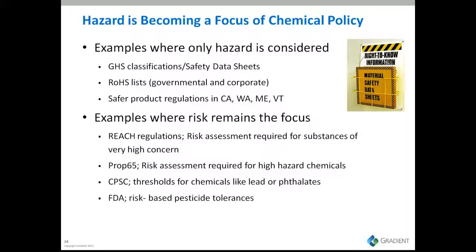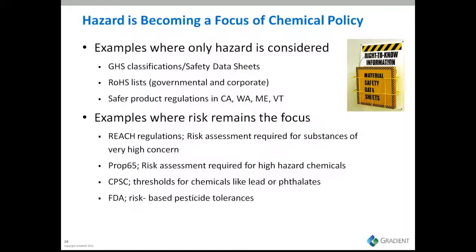Now, there are cases where risk remains the focus, and I think that's important to note. So, for example, under the European REACH regulations, risk assessment is required and is used to evaluate whether substances of very high concern can be used. So you get on the REACH list because you maybe have high hazard, but in terms of whether it can actually be used, it becomes a question of risk.